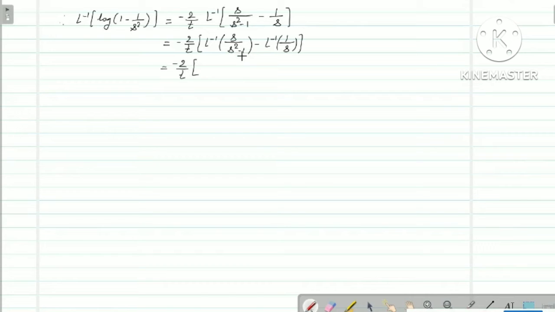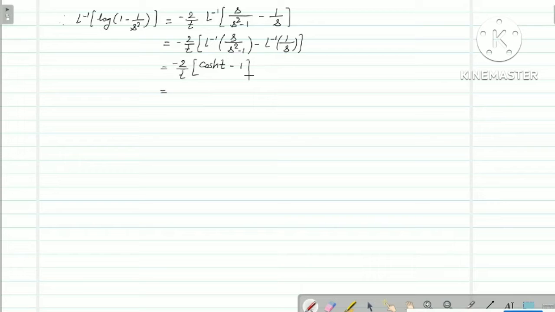S upon s square minus 1, that is hyperbolic cosine t. Okay, because here there is a minus sign, and minus, what is the inverse of 1 upon s? Yes, 1. So the inverse of this is 1. Okay, just write it in a systematic way.